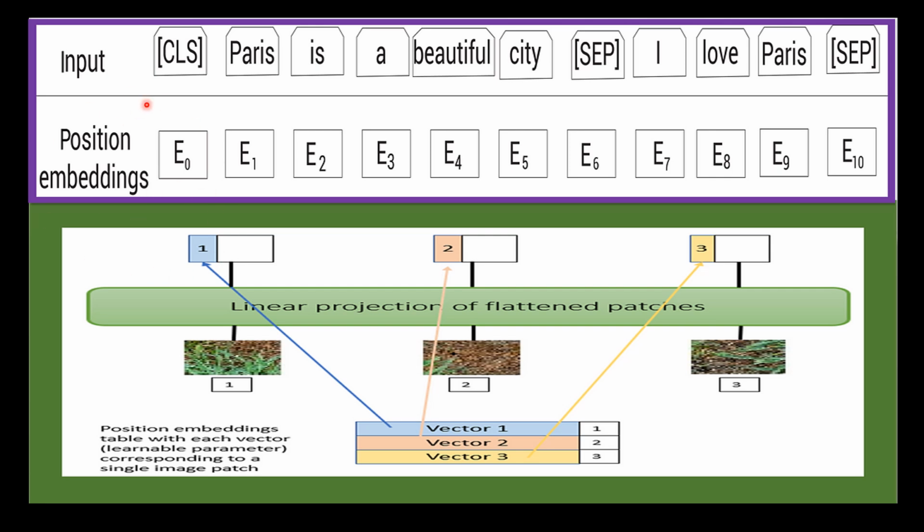So to illustrate this, think of it as adding numbers to represent position after the word embedding. For example, the first word "the" would have an additional number 1 added to its embedding. The second word "quick" would have 2 and so on. So this way the model can understand that "quick" comes after "the" in the sentence. And this positional information is crucial for understanding the meaning of a sentence.